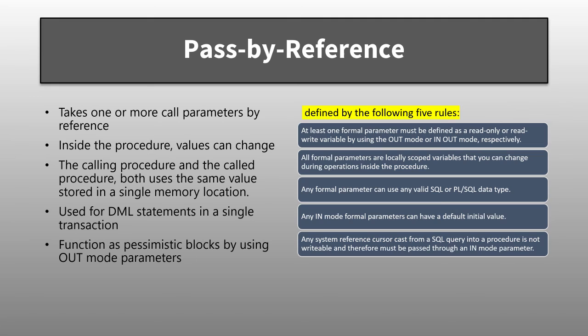The rules for pass-by reference: at least one formal parameter must be defined as a read-only or read-write variable in the out mode or the in-out mode. All formal parameters are locally scoped variables that you can change inside the procedure. And it can be any data type, and any in-mode formal parameters can have a default value, and then system reference cursors cast in the procedure is not writable and therefore must be passed through an in-mode parameter.